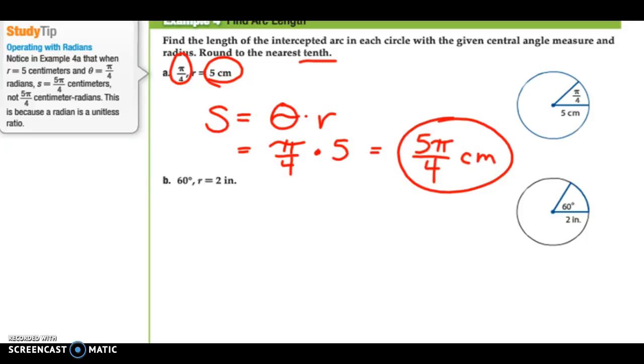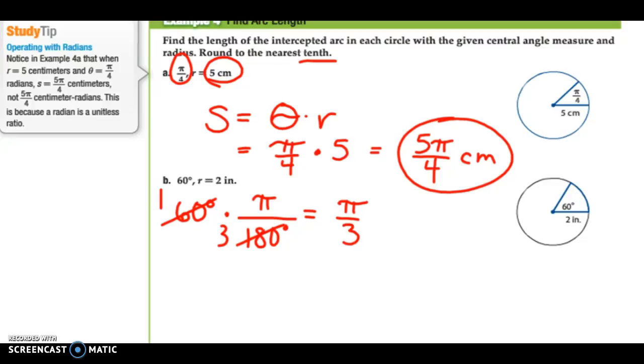Next one, letter B, 60 degrees, radius is 4. So we need to change from 60 degrees to radians. So remember, we take degrees times pi over 180. Those can cancel each other out. This is 1 and this is 3. So I would get pi over 3 radians.